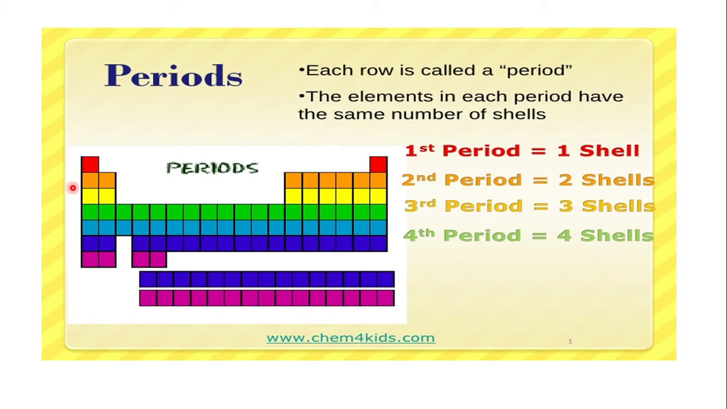Now the second row, which is called the second period, is represented by orange boxes. All these elements will have two shells. They occupy the second row. Similarly, you tell me the green boxes. It is in the fourth row, right? So it is in the fourth period, which means all these elements will have four shells, which are nothing but four orbits, or four energy levels.